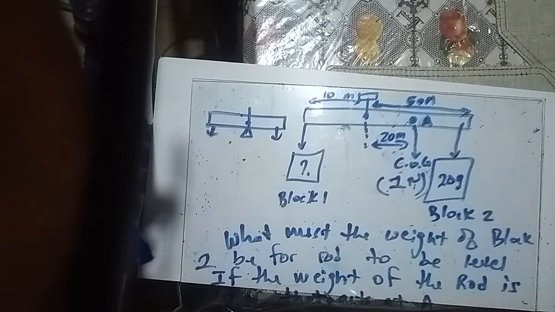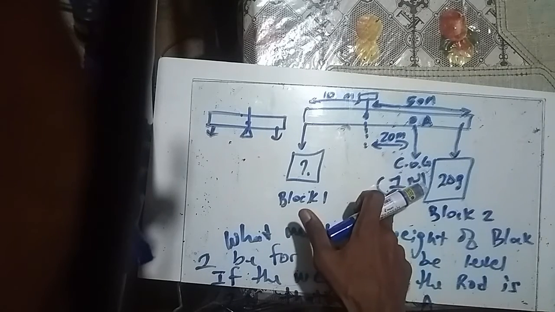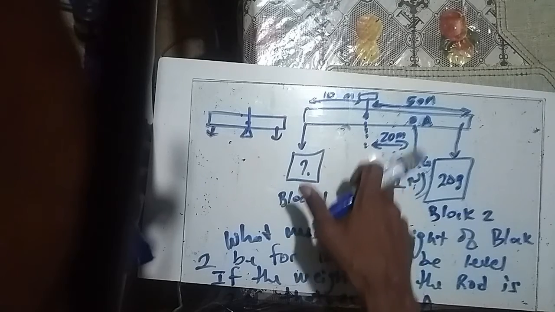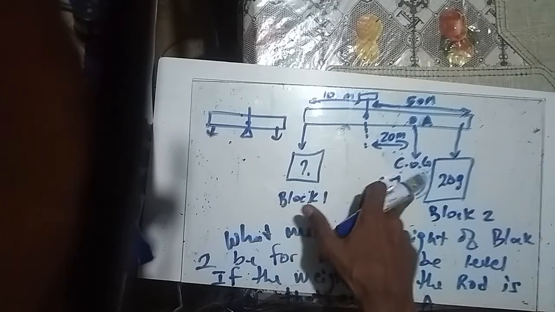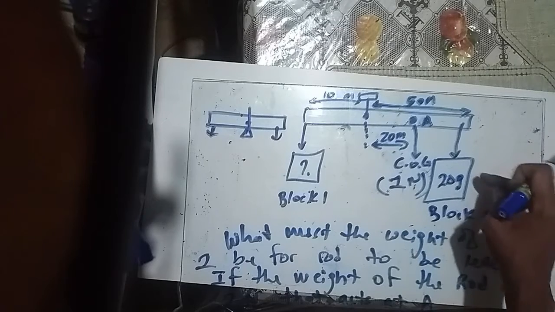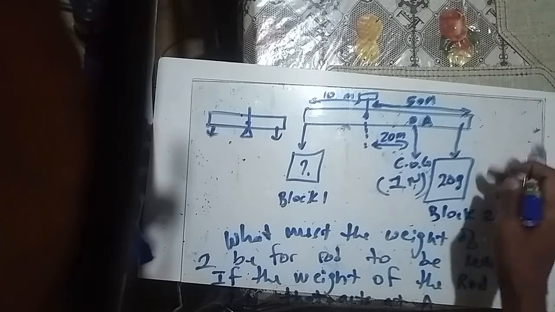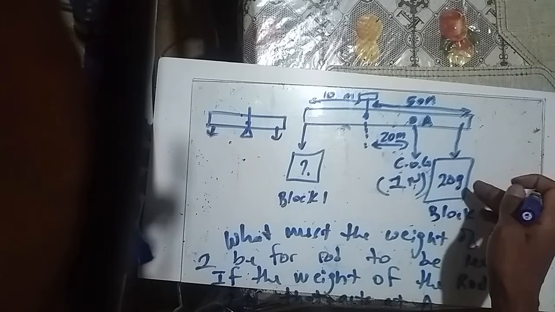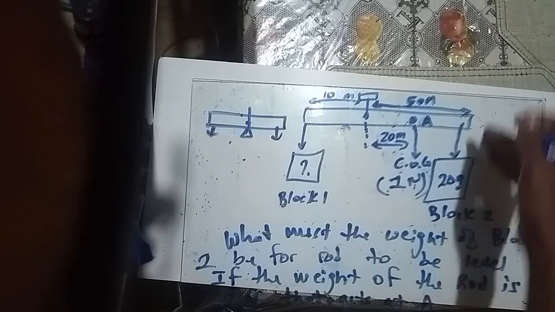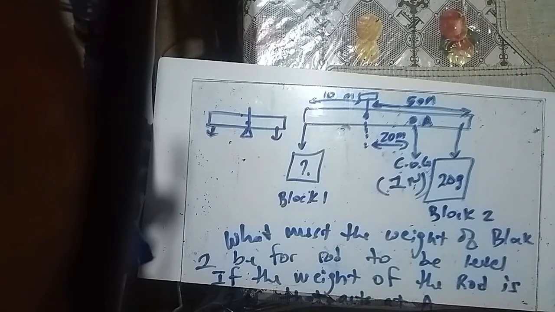Therefore, I can add them up. If I find the moment that is about the weight, which is 1 Newton, then I can add it to the moment that I can find for this block, which is 20 gram. Find the moment for the 20 gram block, right? When it is 50 meters away from the pivot.